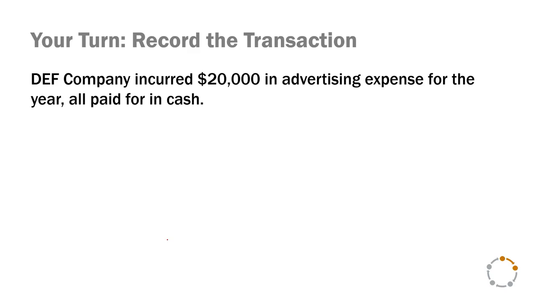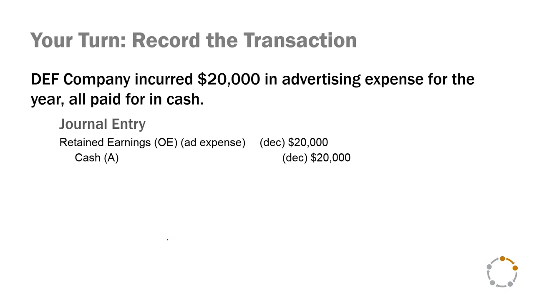How did it go? Let's take a look. First, the journal entry. We're recording an expense for the year, so that is a left-hand side to the retained earnings account. We're making a notation that this was advertising expense, and we're recording a right-hand side to cash, or a credit to cash, because we paid for the advertising in cash.